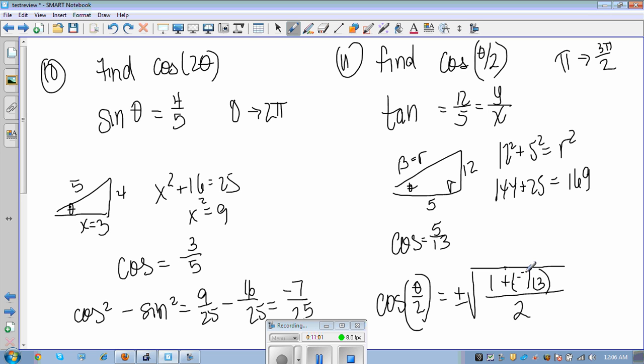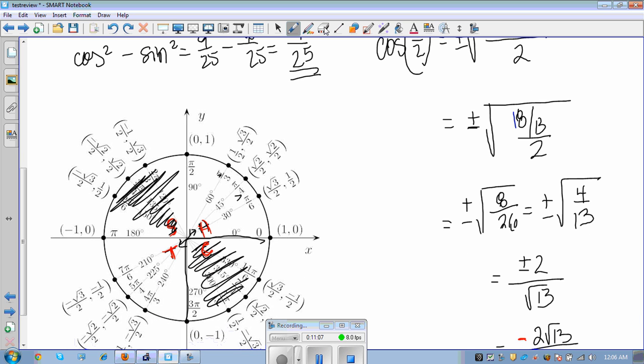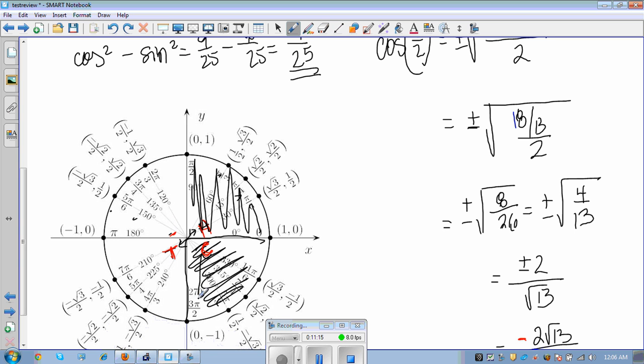you have to think about where this angle is landing. It's saying, okay, first of all, you're not going to look here, and you're not going to look here, because I'm going from, was it pi or pi halves?